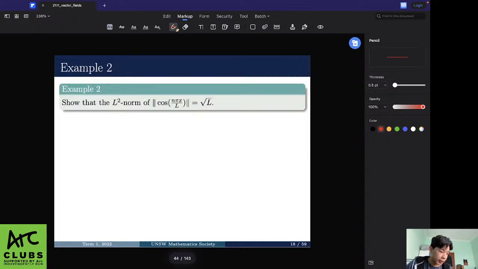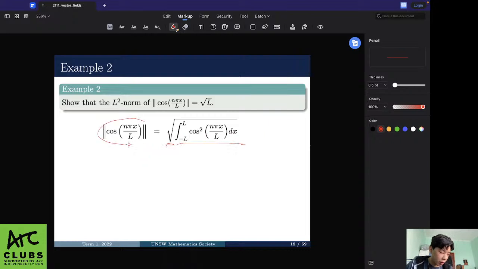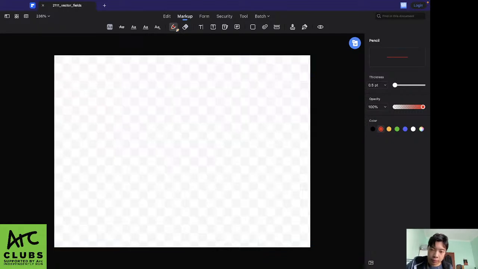And of course, we can now show that the norm of cos(nπx/L) is equal to root L. The way we can do that is with our L squared norm. If you remember, our L squared norm is the square root of the inner product of our function with itself. So that's why it's a cos squared of nπx/L from minus L to L.